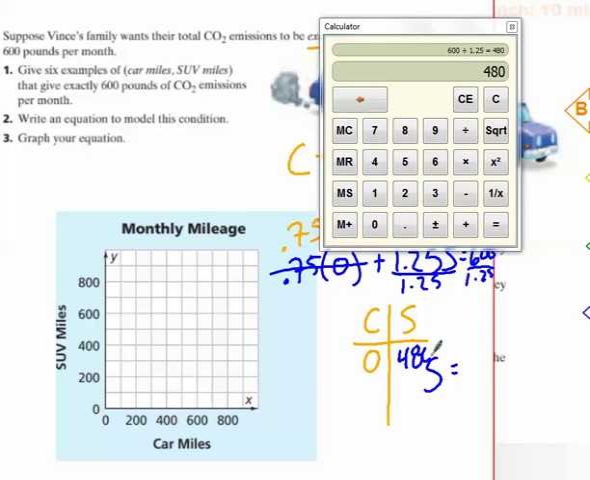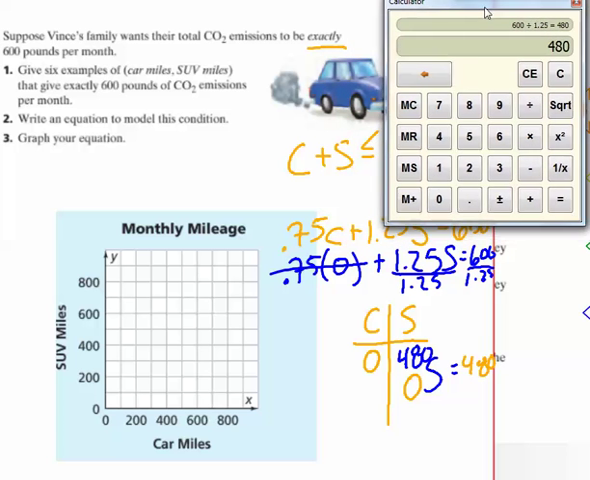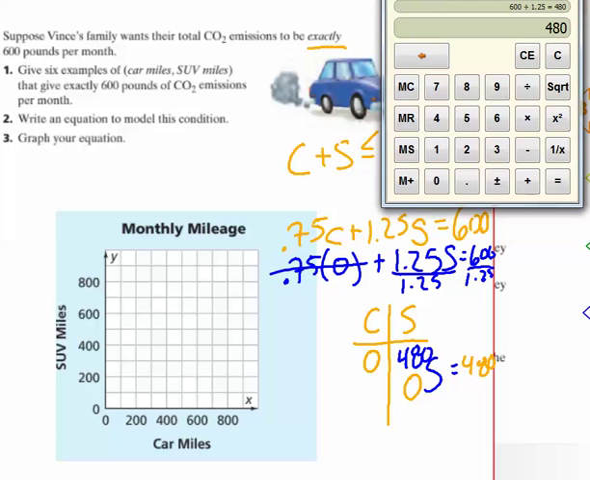And that makes sense because the SUV produces more than 1 pound of CO2 per mile, so I can't go 600 miles. Well, what's the next easiest thing to plug in? Well, the next easiest thing to plug in is what happens if I don't drive the SUV at all? How far can the car go? And so the process is the same. Instead of S, what am I going to plug in? I'm going to plug in 0.